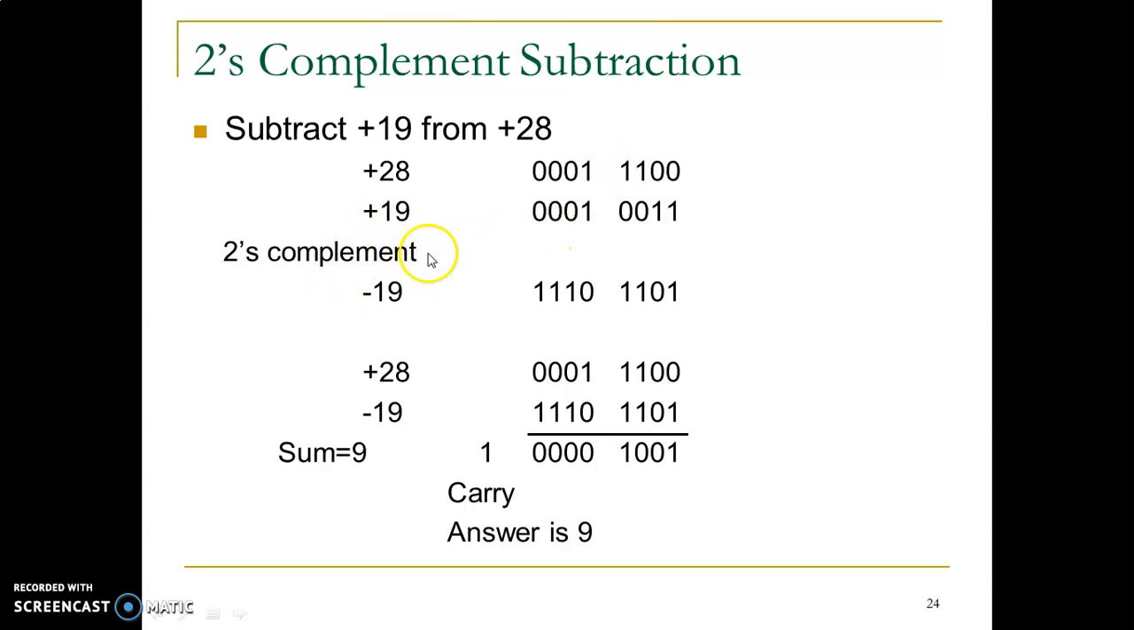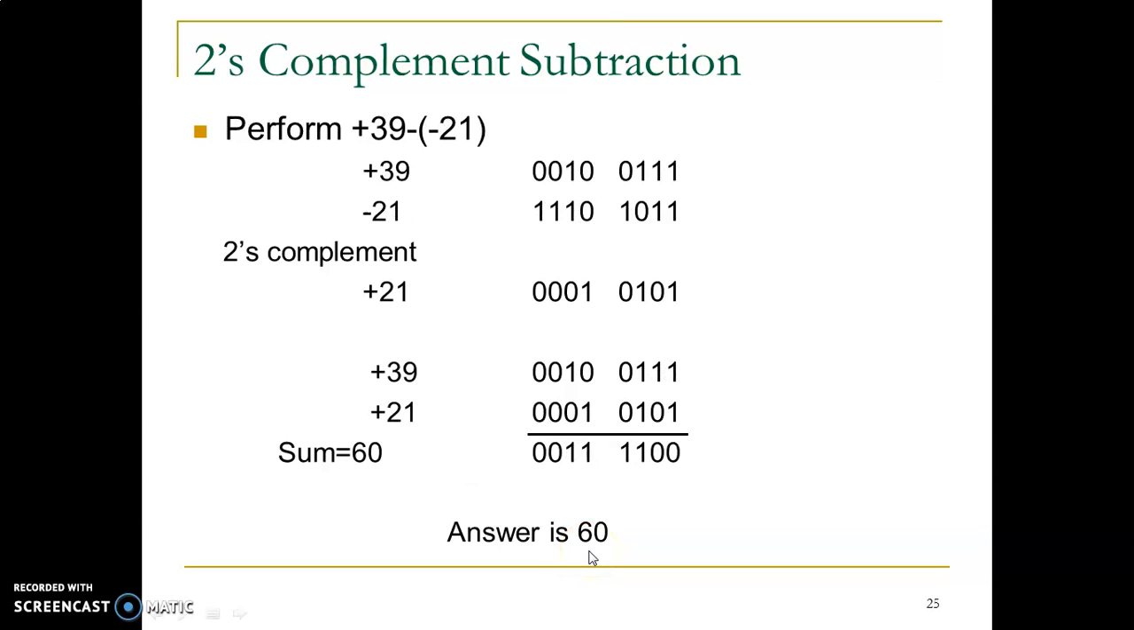Since we are going to subtract 19 from 28, the system will send this plus 19 to a 2's complement circuit. So we are going to find the 2's complement of plus 19. This is the 2's complement of 19. Now this 28 is added with minus 19. So we will get a carry. Now the carry is omitted and the decimal equivalent of this number is 9. This is our answer.